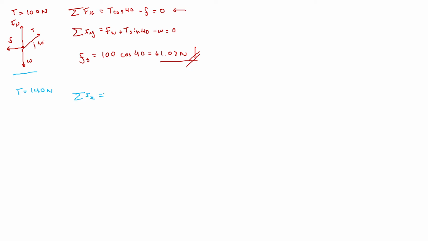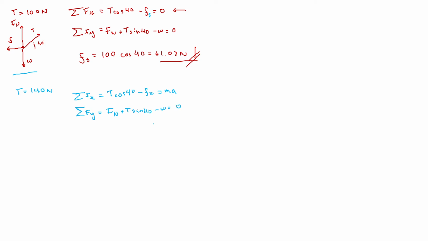The sum of all the forces in X are going to be the tension cosine of 40 minus the kinetic friction. This is static. And that's going to be equal to mass times acceleration. Okay. And the forces in Y are going to be equal to the normal force plus the tension sine of 40 minus the weight, that's going to be equal to 0.